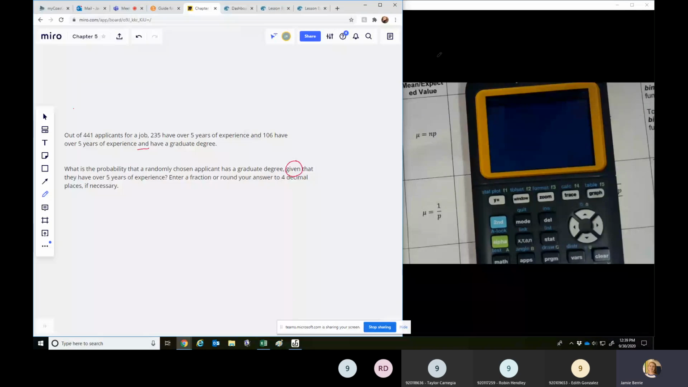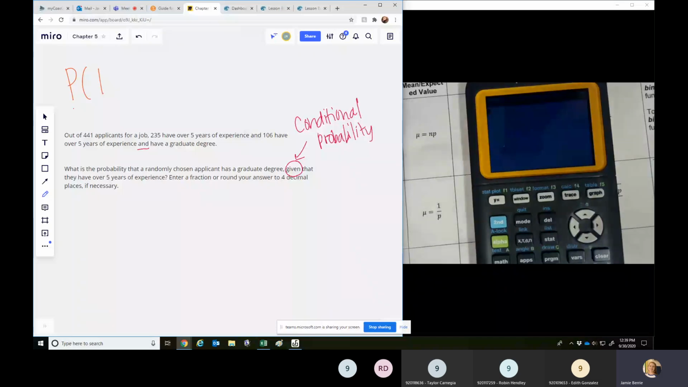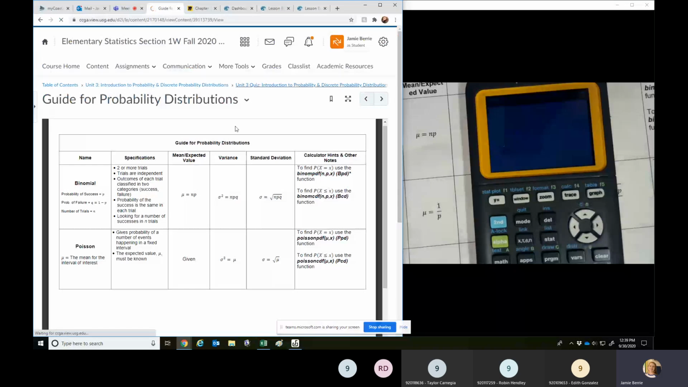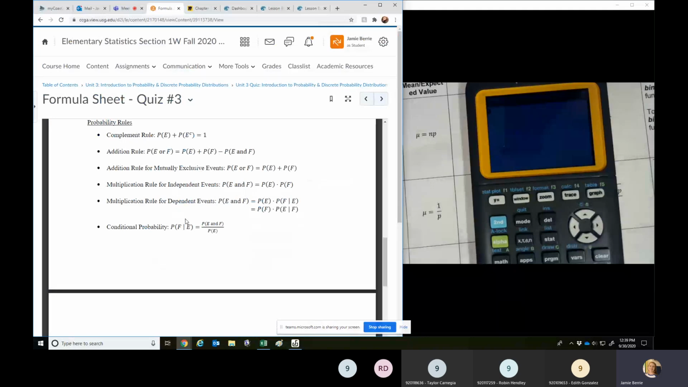All right, so when we see this word given, that should give you a big hint that this is a conditional probability problem. Now, there's a formula for conditional probability. It's on the formula sheet. This is what it looks like. I can't remember if I use E given F or F given E. Let's just look. Yeah, F given E.